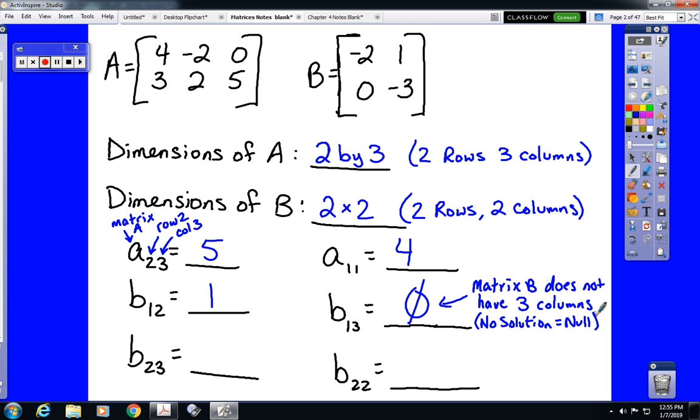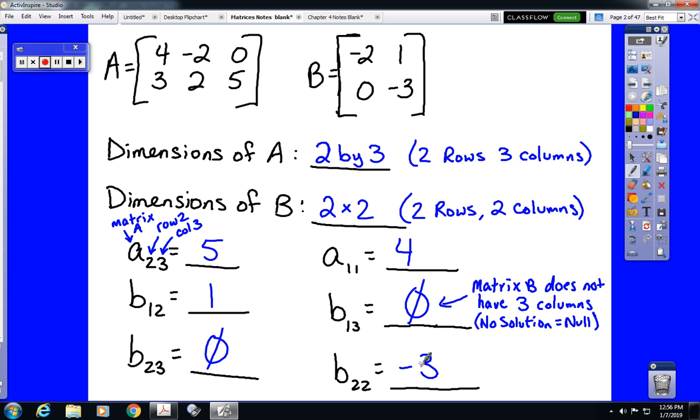So B 2, 3, that's matrix B, row 2, column 3. Row 2, same problem. There is no column 3. So we would simply answer with the null symbol. And B, matrix B, row 2, column 2, that would be negative 3.